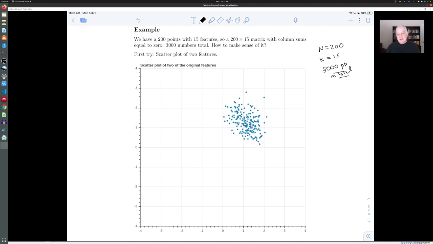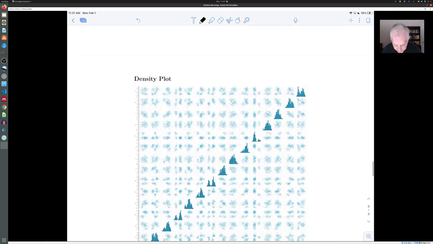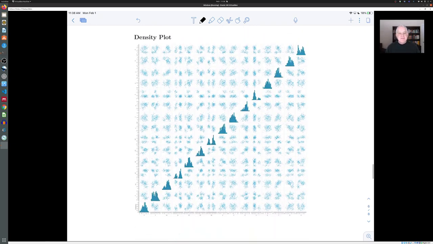So one thing you could try is to make scatter plots of the features one against the other and see if you see any pattern. Well, here I did that. I picked two of the features and I made a scatter plot, and you just see it's a blob. So we're not seeing anything very interesting there. And you would have a total of 15 choose 2 choices, which is something like 100 choices. So it's not really clear how this is going to get you anywhere. But if you carry it to its extreme, you get one of these density plots.